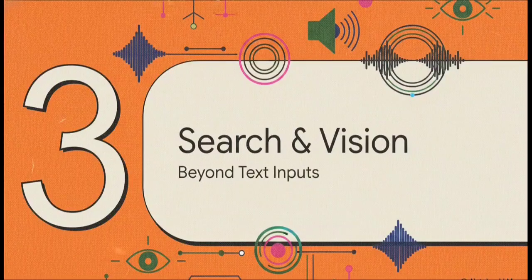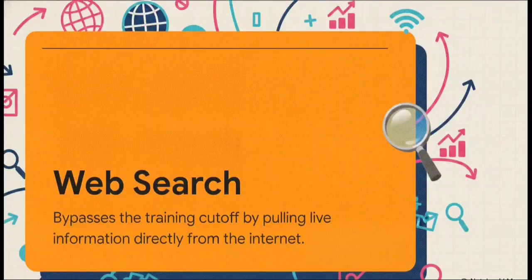Moving right along to Section 3, beyond text, search and vision. By default, language models are essentially frozen in time at their training cutoff. If you ask about something that happened, say, last week, you might as well be asking a time traveler from a few years ago. But toggling on web search completely solves this whole frozen in time problem. It allows Claude to instantly act as a live, real-time research assistant. You can ask it to analyze a competitor's live pricing strategy, and it'll genuinely go out there, pull multiple live sources, and come back with a beautifully synthesized answer in real time.